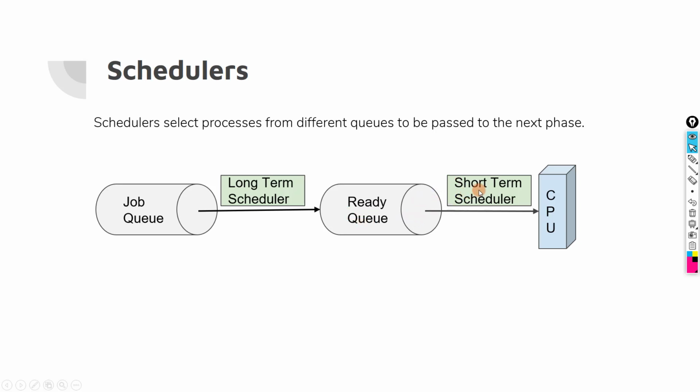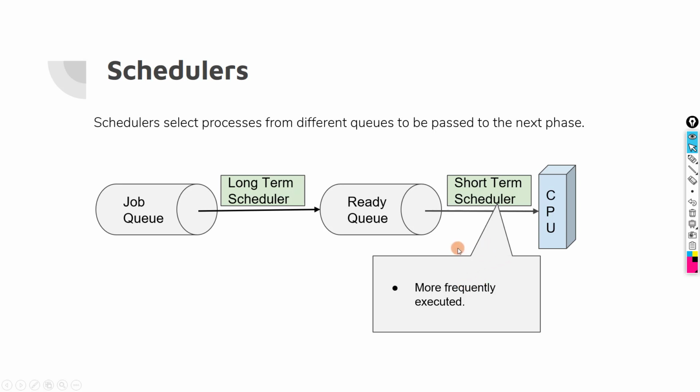On the other hand, the short-term scheduler selects processes from the ready queue, which are already in the primary memory, and selects the process to be executed, I mean to go to the CPU. So this is the job of the short-term scheduler. The short-term scheduler is executed more frequently than the long-term scheduler. That is why it is named short-term scheduler. Why are they executed more frequently?